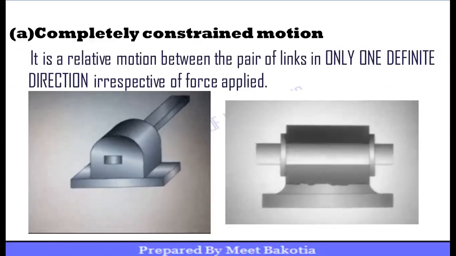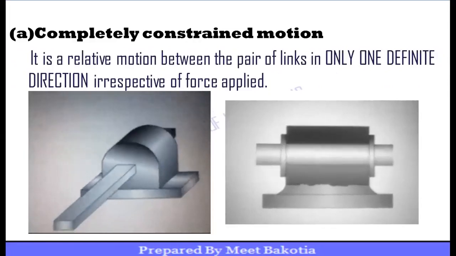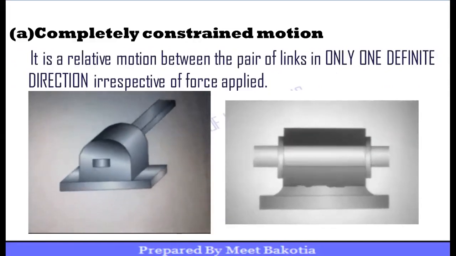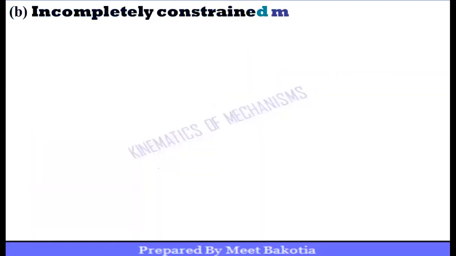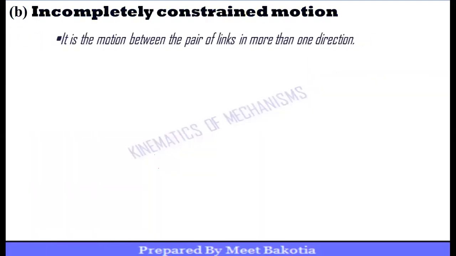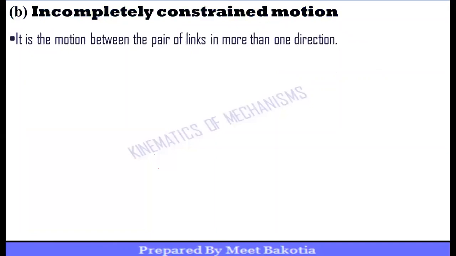So if there is relative motion between the pair of links in only one definite direction, then we can call it a completely constrained motion. Let us move ahead to incompletely constrained motion, right? Motion between the pair of links in more than one direction. If a link is taking more than one motion with respect to another link, then I will call it the incompletely constrained motion.